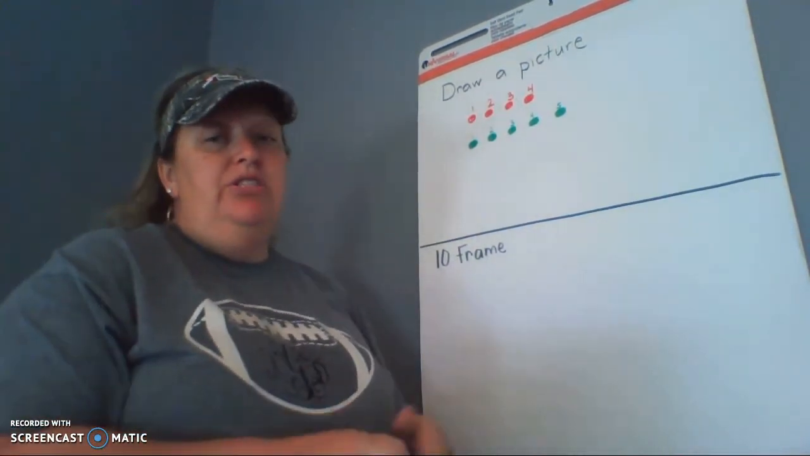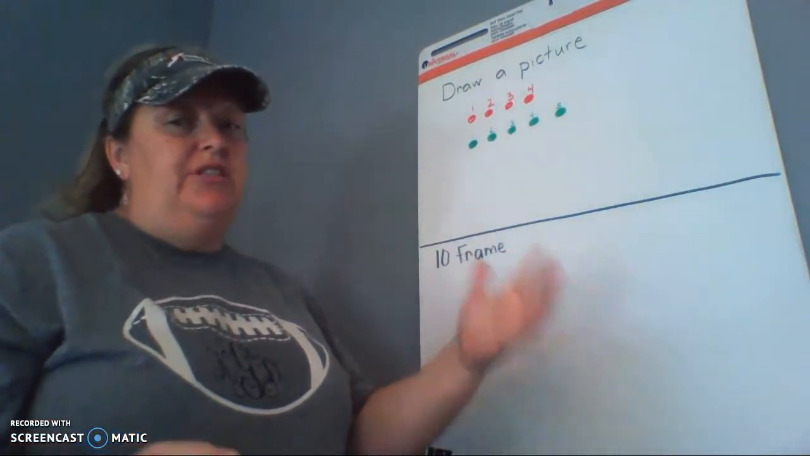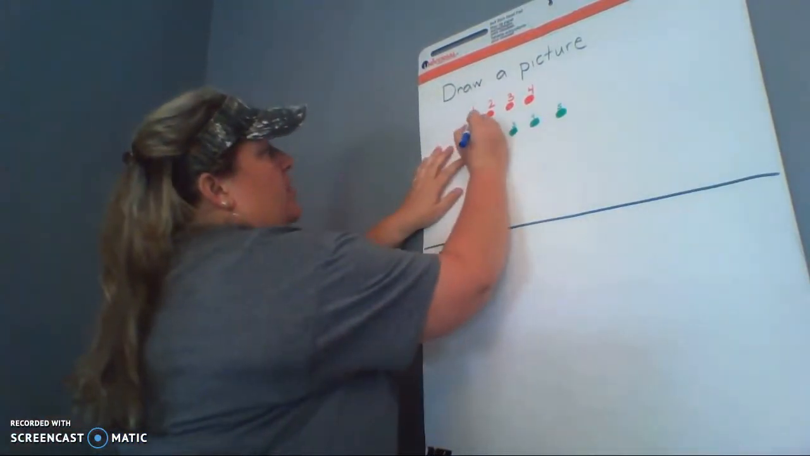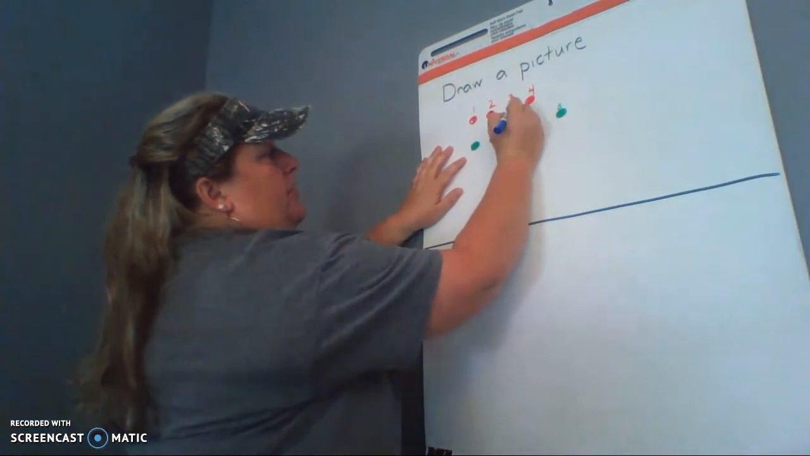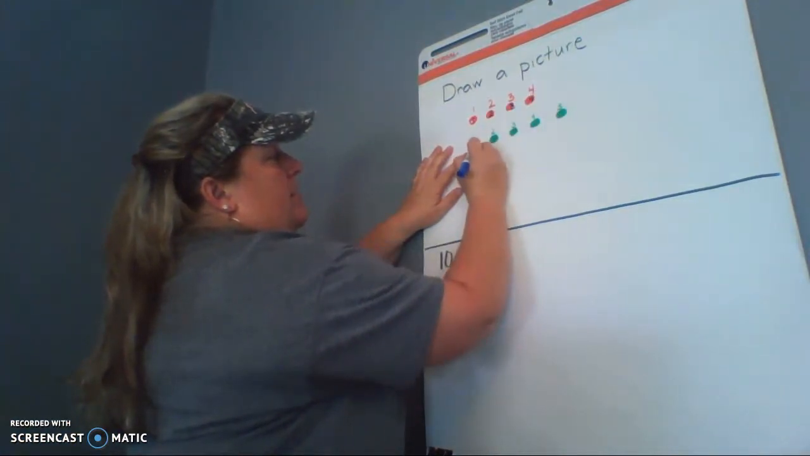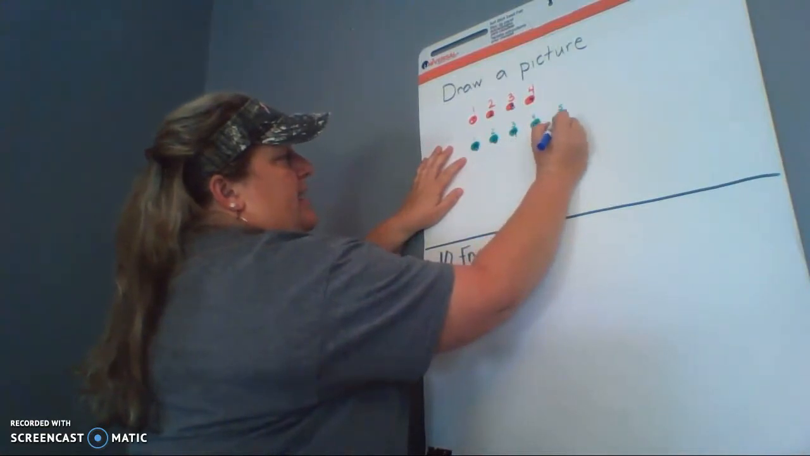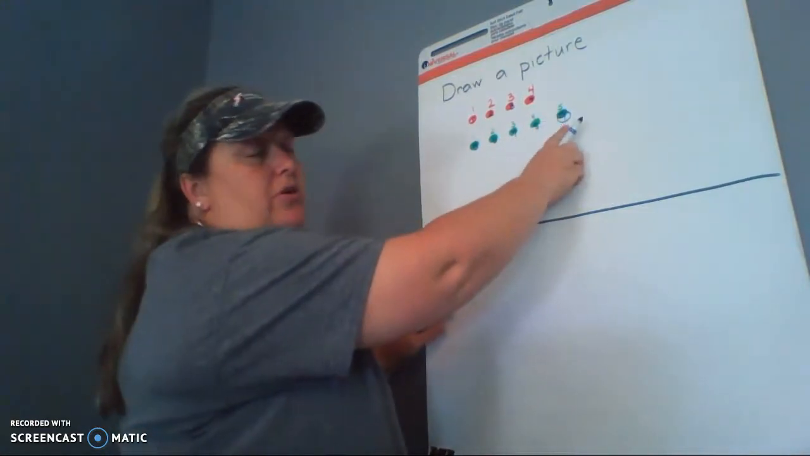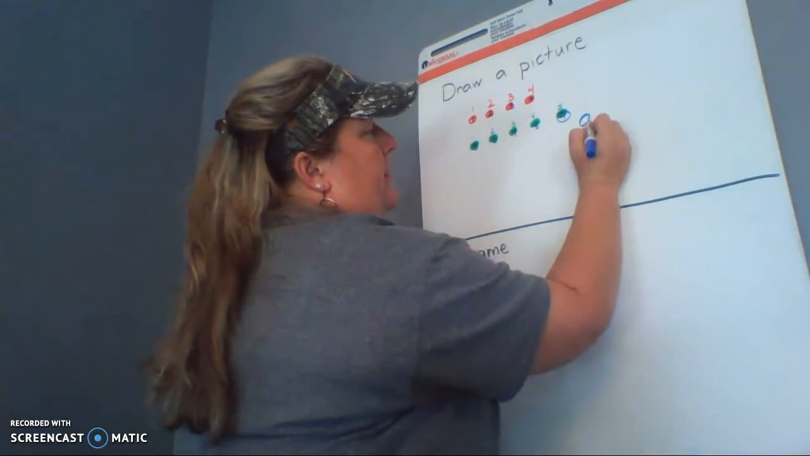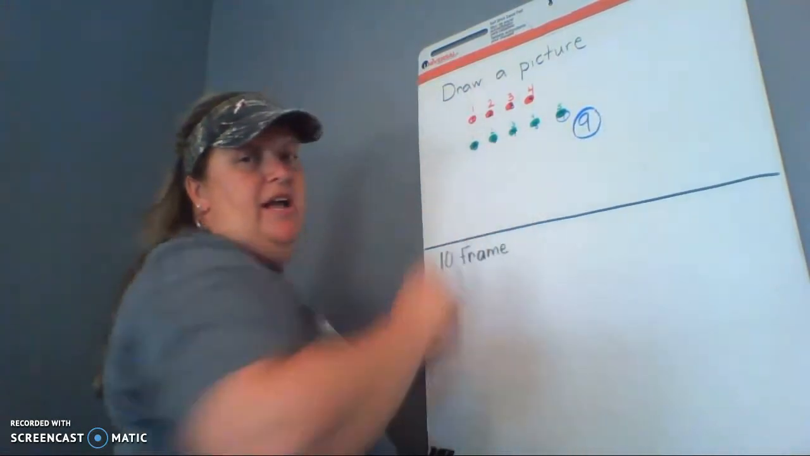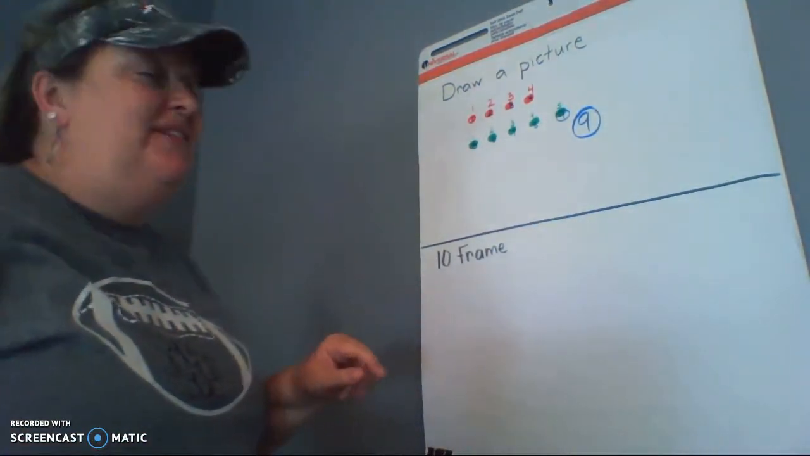So one strategy I could do is just count each dot. I could go 1, 2, 3, 4, 5, 6, 7, 8, 9. And 9 would be my answer, or 9 would be my sum. Okay? So if you got 9, you got it correct.